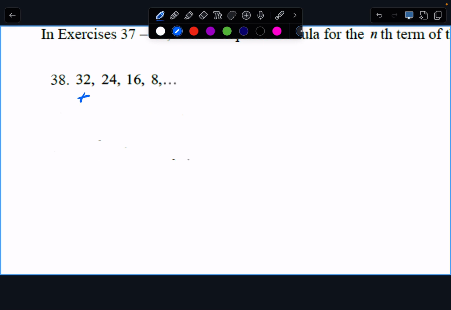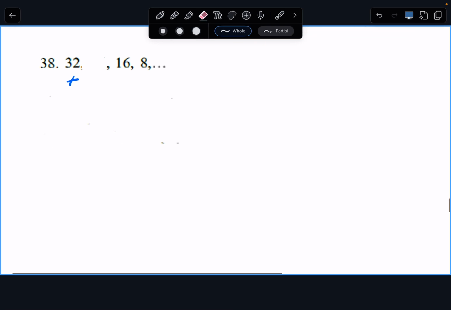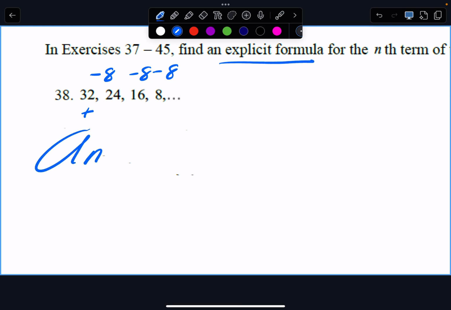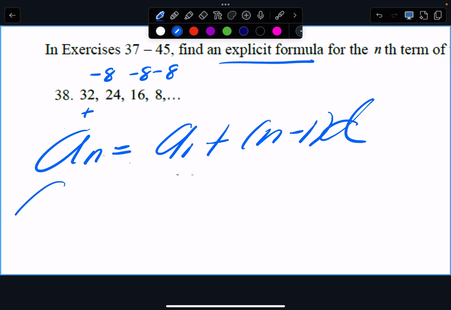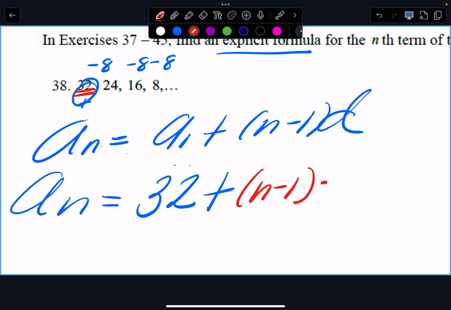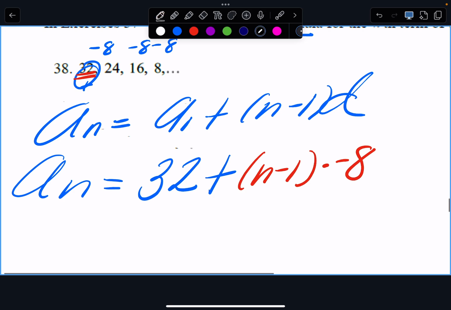You know it's arithmetic because they're adding. What are they subtracting? Oh, they're minusing 8. Minusing 8, minusing 8, minusing 8. And it said explicit. So you'd say a sub n equals a sub 1 plus n minus 1 times d. A sub n equals, isn't a sub 1 32, the first term? And then plus n minus 1 times -8.